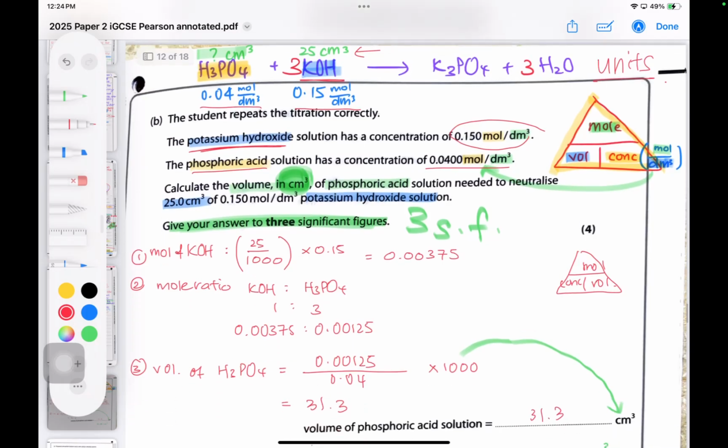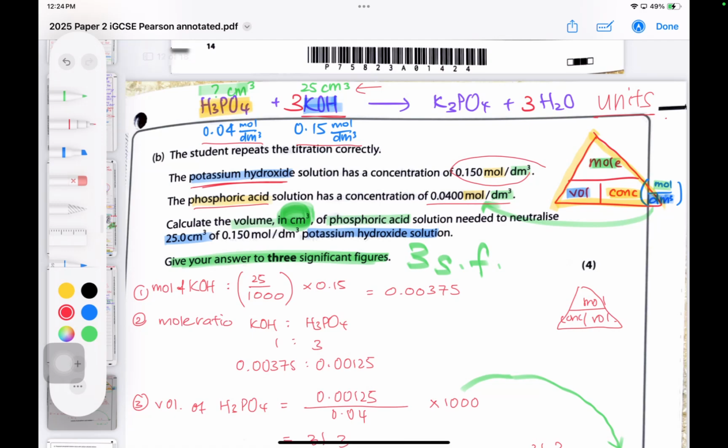So what do we want to do here? If you look at potassium hydroxide, which is this one, I'm going to turn to purple.